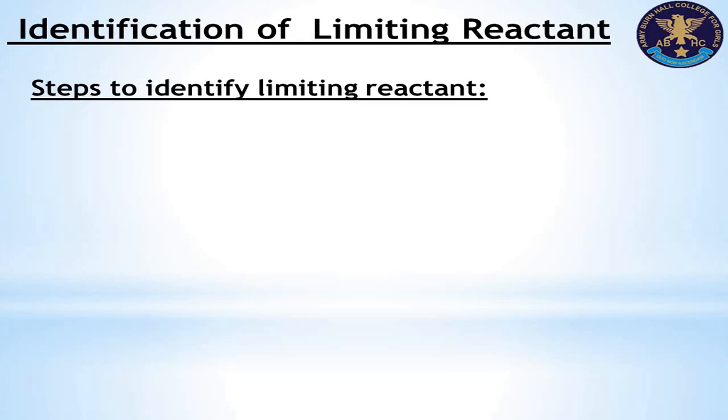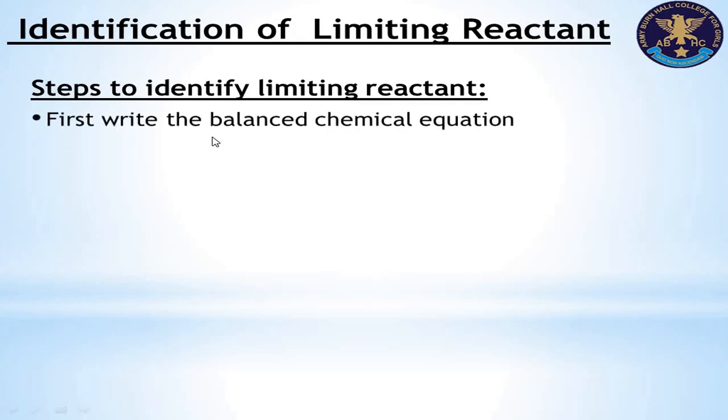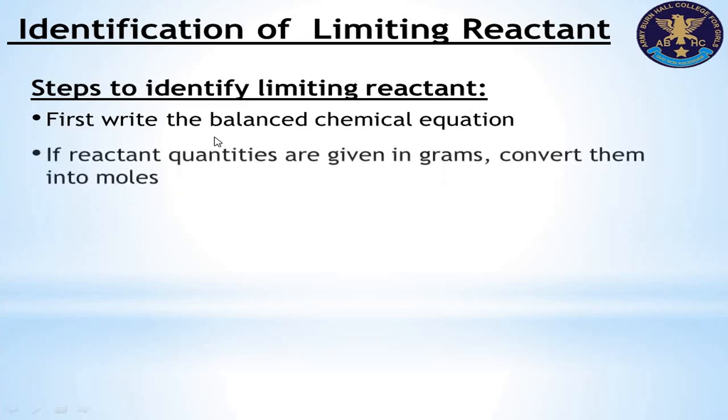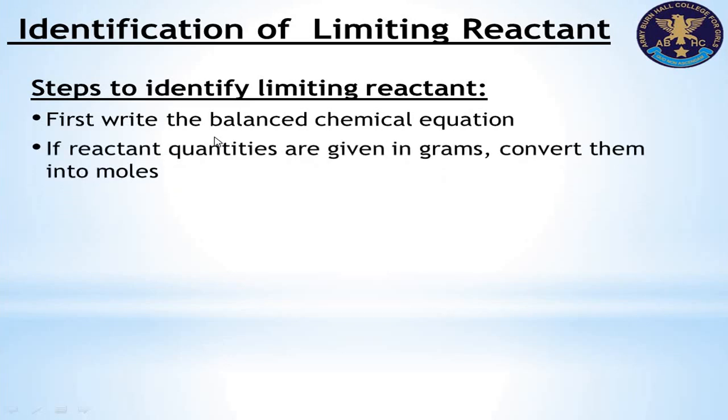We have different steps. First of all, you have to write the balanced chemical equation. After writing the balanced chemical equation, you have to determine the number of moles of the reactant quantities if they are present in grams. If quantities are given in grams, you have to convert them into moles. And I told you earlier how you can convert the grams into moles.